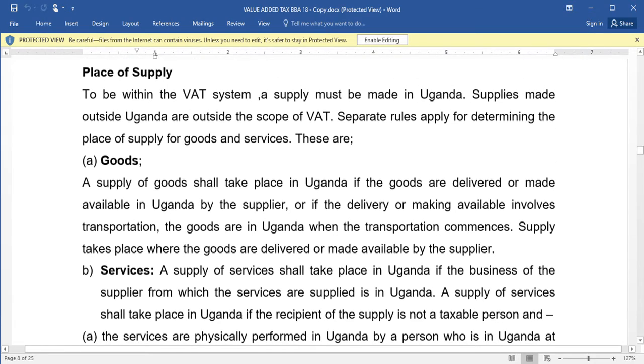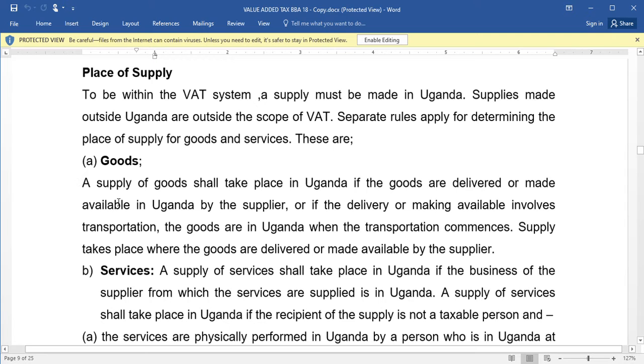Then we have what we call place of supply. To be within the VAT system, the supply must be made in Uganda. So the place of supply is supposed to be Uganda. Supply made outside Uganda is outside the scope of VAT. Separate rules apply to determine the place of supply for goods and services. We shall first look at the place of supply for goods.